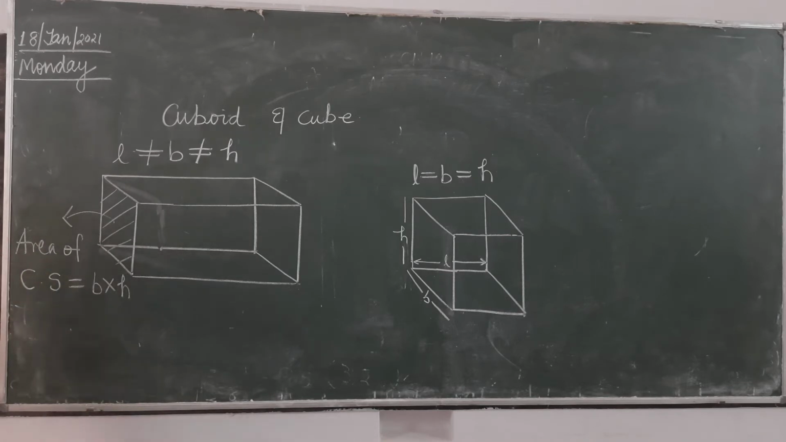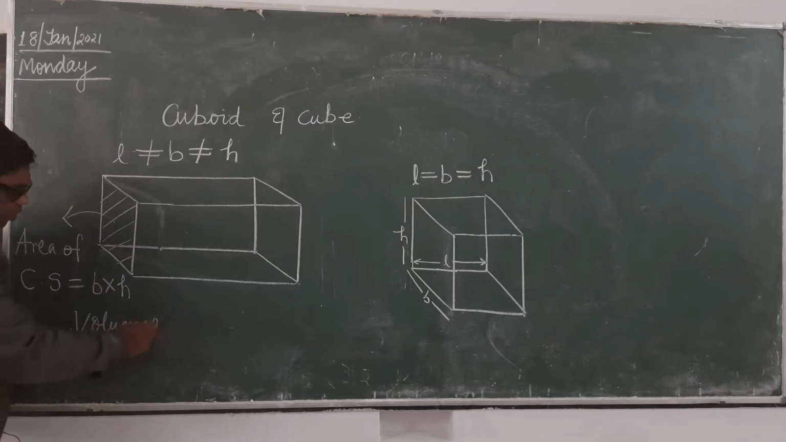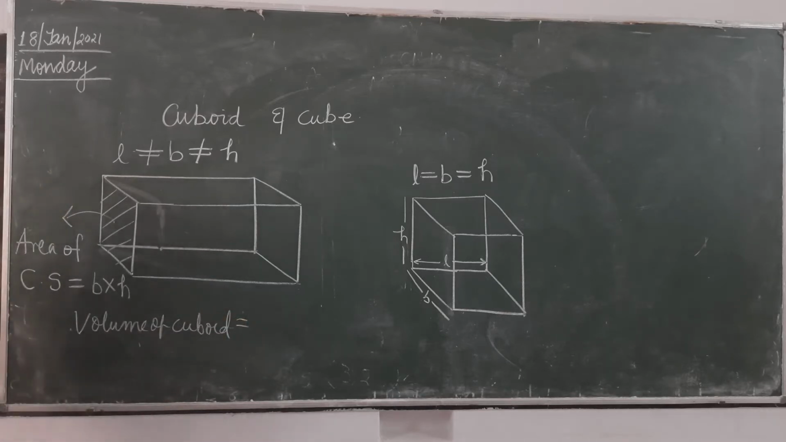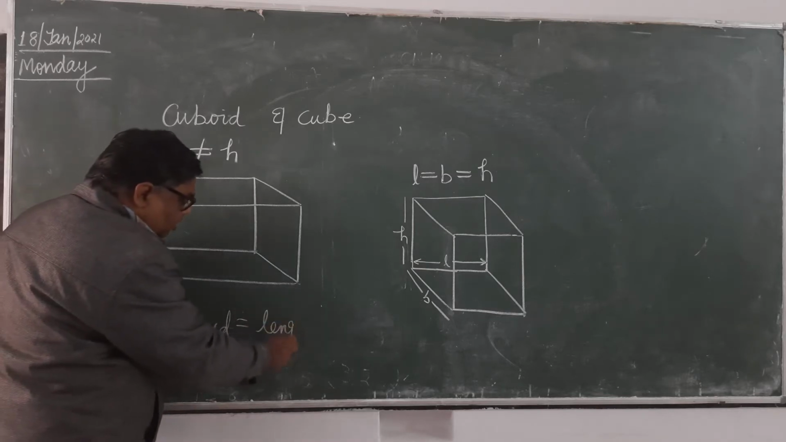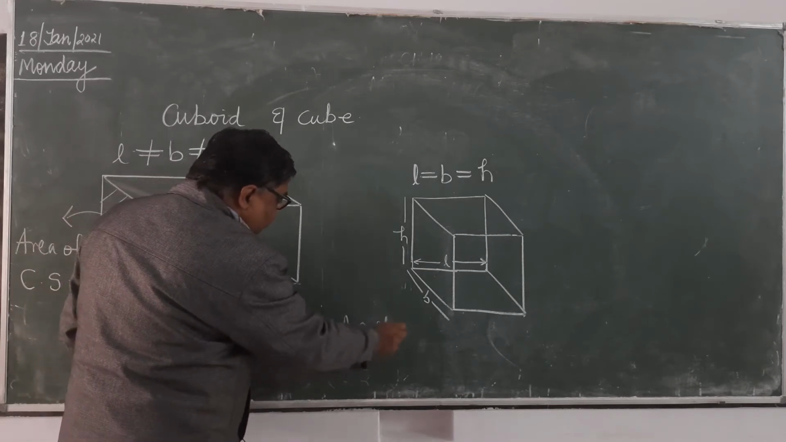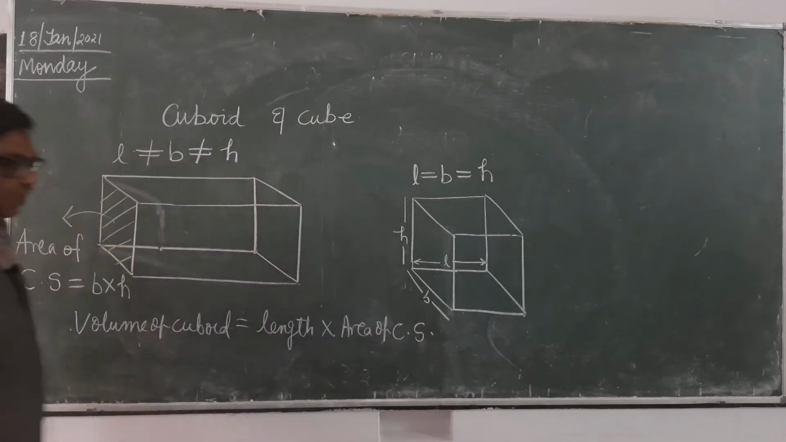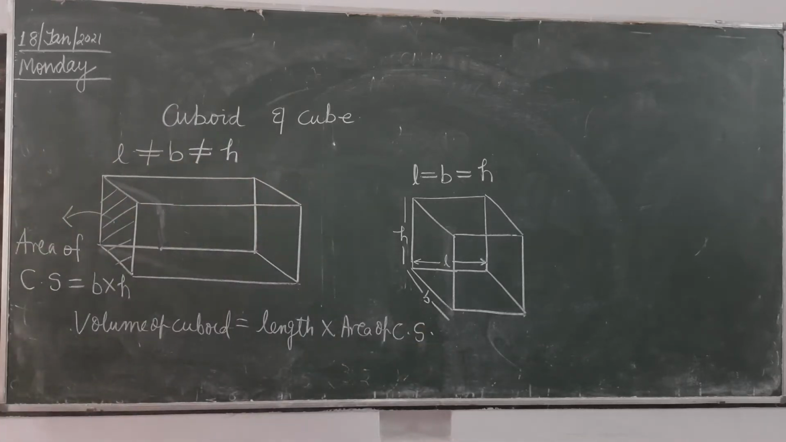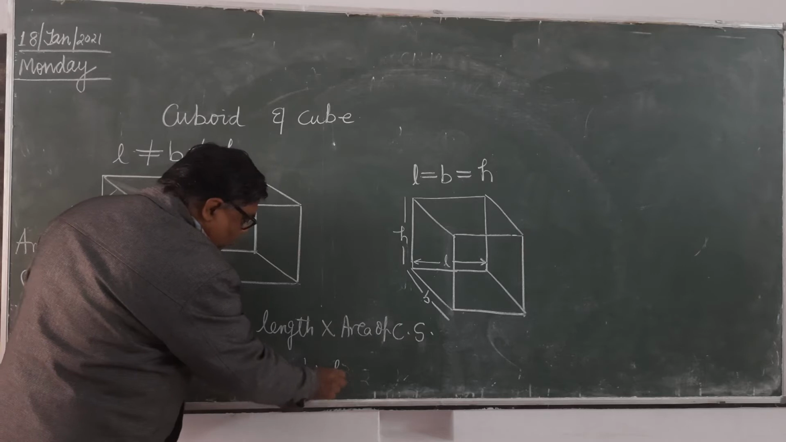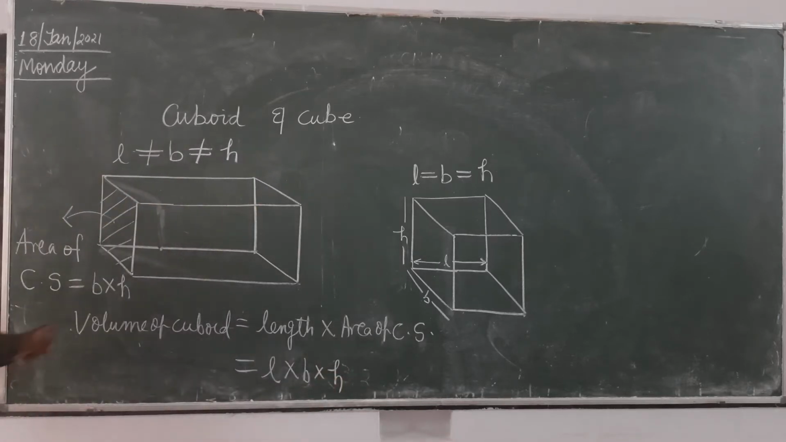CS means cross section. So what is the volume of cuboid? Volume of cuboid equals length into area of cross section. So what is length? Length is L. Area of cross section B into H. So what is the formula of volume of cuboid? It is L into B into H. It is clear. Now see here.